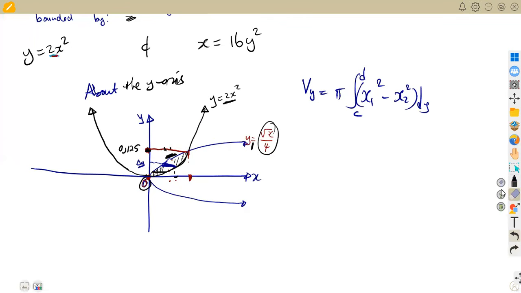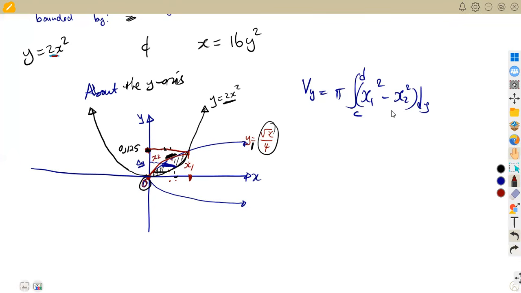I'm just going to remove this. So we're going to focus with the x being the x1, which is the upper one, the more positive. So that will be your x1. And this one on the negative side becomes your x2. So that will be x1 squared minus x2 squared.